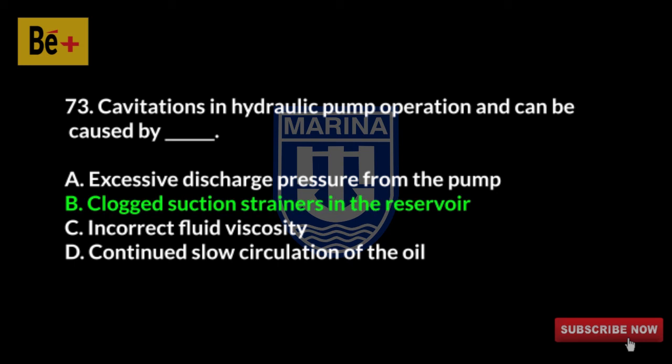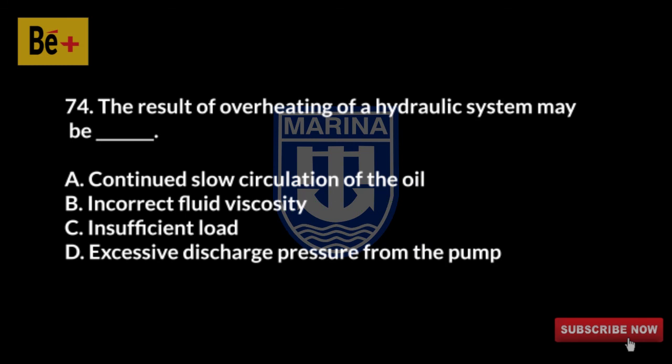The answer is B. Clogged suction strainers in the reservoir. The result of overheating of a hydraulic system may be: A. Continued slow circulation of the oil, B. Incorrect fluid viscosity, C. Insufficient load, D. Excessive discharge pressure from the pump.